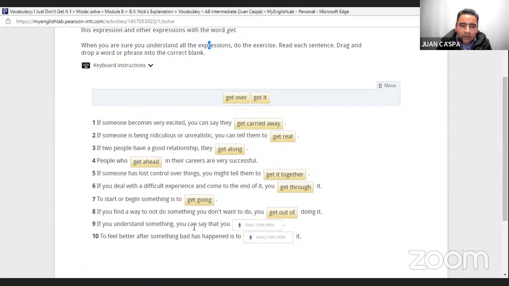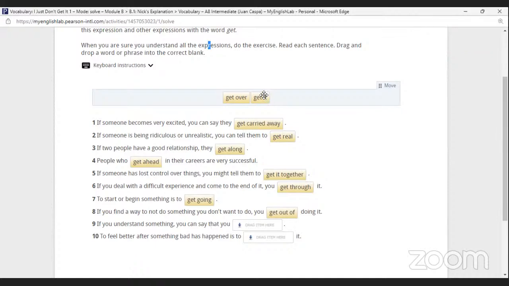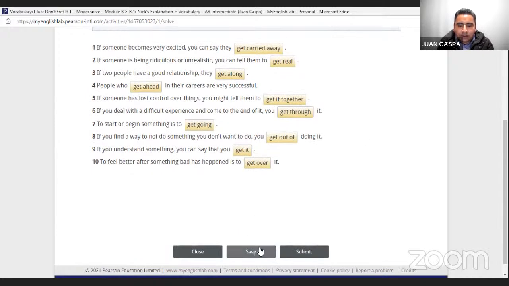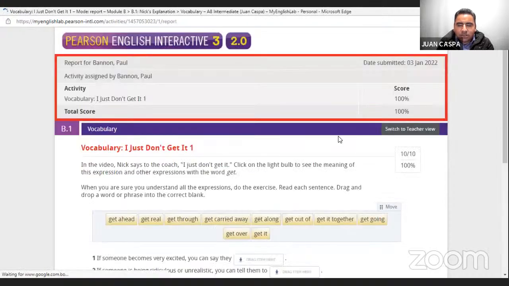If you understand something, you can say that you get it. Get it, yes. And to feel better after something bad has happened is to get over. Get over, right? Yes. And we can check. You will score 100%, right? Okay.